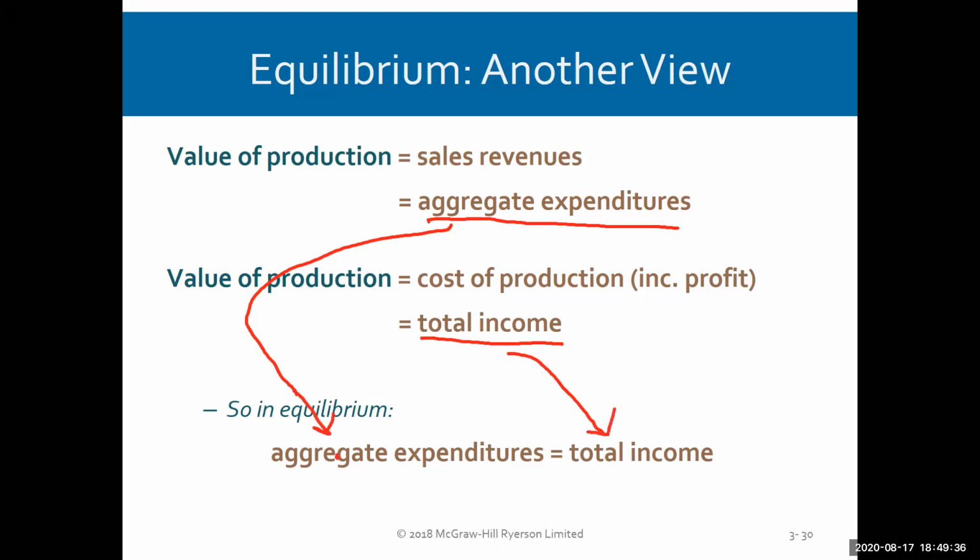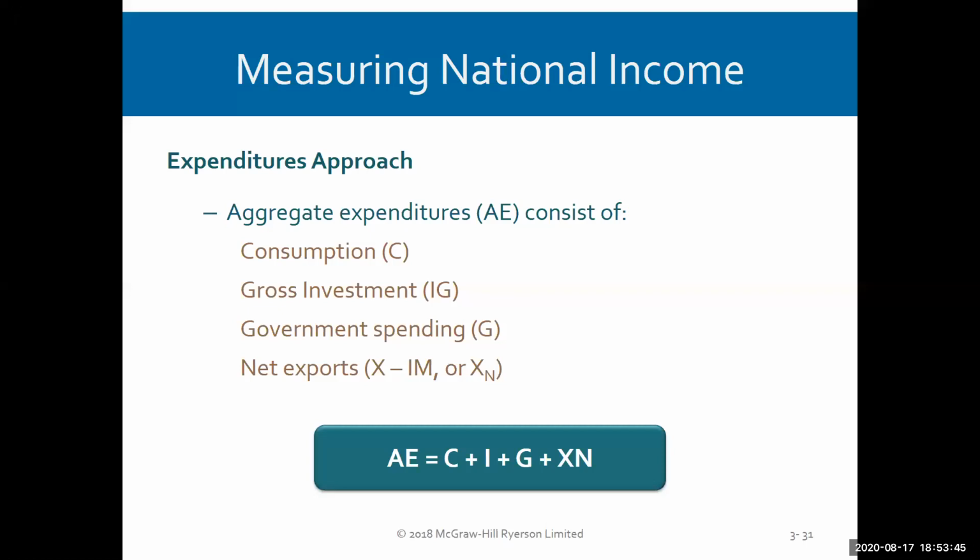Now let's pause for a second and delve into explaining national income accounting. How do we account for aggregate expenditures and how do we account for total income? Because we need those first. So on the one hand, the first way to measure national income is called the expenditures approach, like we said. Aggregate expenditure is what we're trying to calculate, and we just add up all of consumption, gross investment, government spending, and net exports. So we get aggregate expenditures, just the sum of those four things.